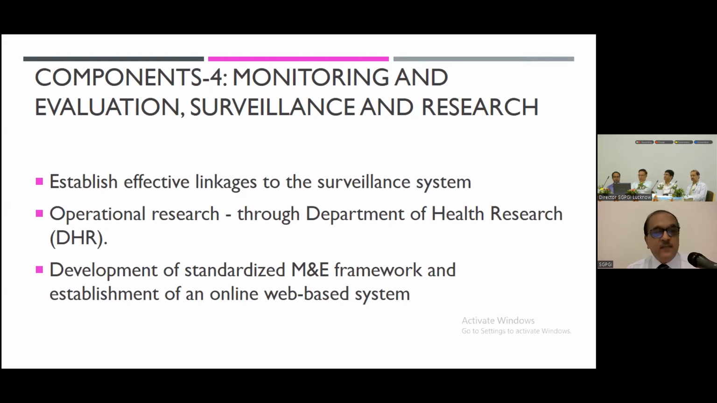And they say research also, operational research in the same segment could be done from the Department of Health Research. I have just told you about the monitoring and evaluation framework and the establishment of an online web-based system also. So the data is very, very important. Once you have the data, then you can have the results. What is the percentage of success? That is very, very important.